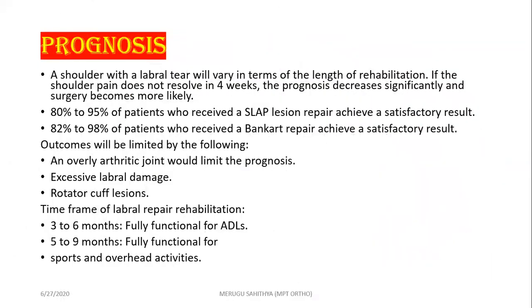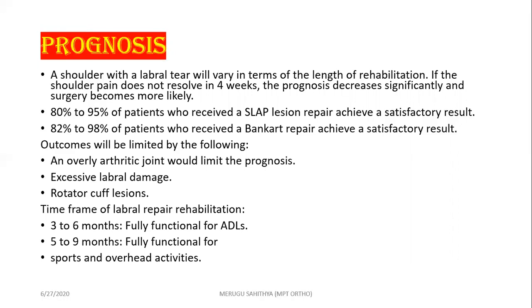And prognosis: a shoulder with a labral tear will vary in terms of the length of rehabilitation. If the shoulder pain does not resolve in 4 weeks, the prognosis decreases significantly and surgery becomes more likely. 80 to 95% of patients who received a SLAP lesion repair achieve a satisfactory result. 80 to 98% of patients who received a Bankart repair achieve a satisfactory result.